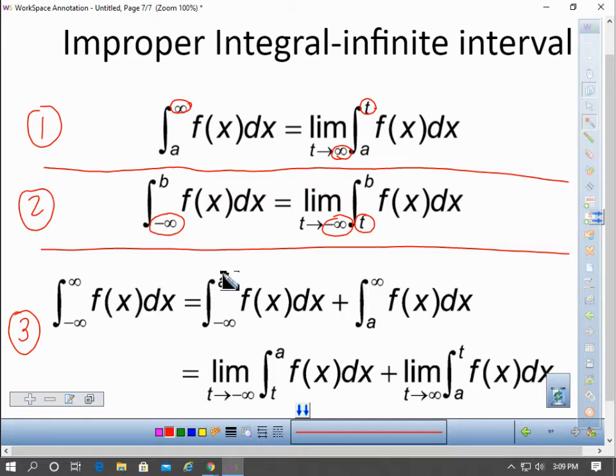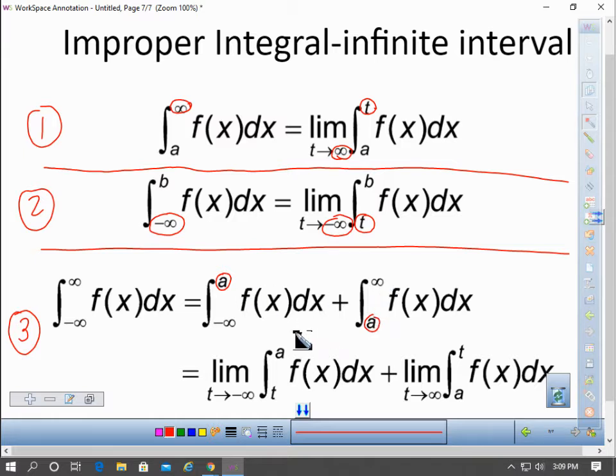So you're going to pick any number you want. Typically it's 0 or 1, something simple. And we're going to break up this interval. We're going to say from negative infinity to a, say negative infinity to 0. And then we're going to do another integral going from a to infinity. And if you chose 0, you would do 0 to infinity.